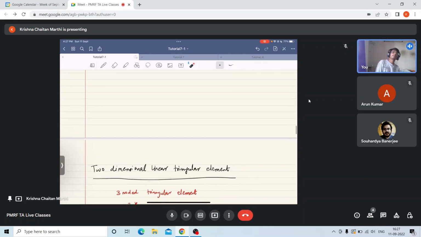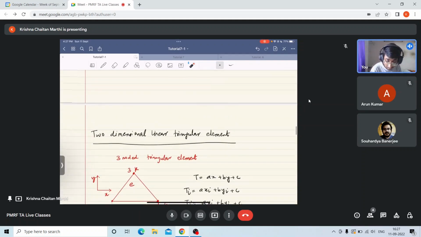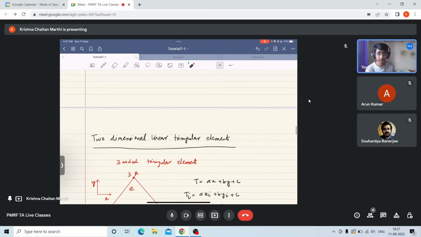We can also have triangular elements. So let us consider a two-dimensional triangular element, which is a linear element. So, two-dimensional linear triangular element.